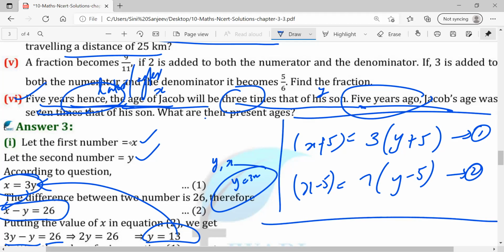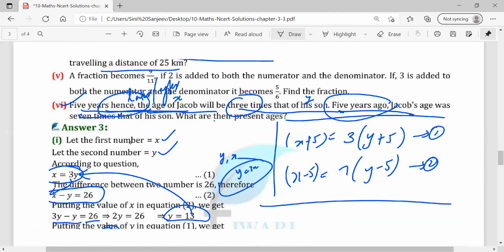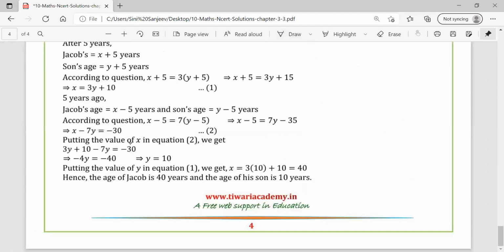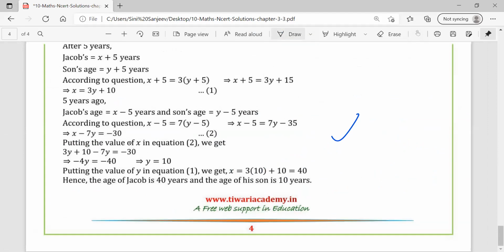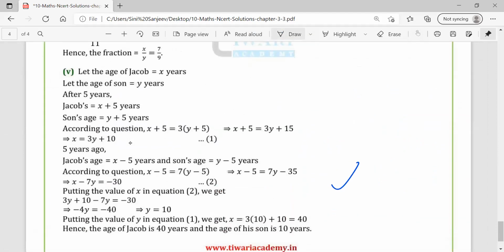So within 1 or 2 minutes, we can find the logic for this question. But just for explaining to you, I took this much time. Then later on, you have to solve these two equations. So that's all, and they got 40 years and 10 years. This particular one.